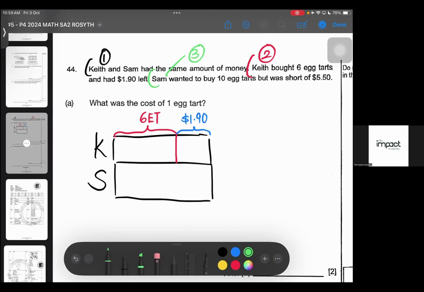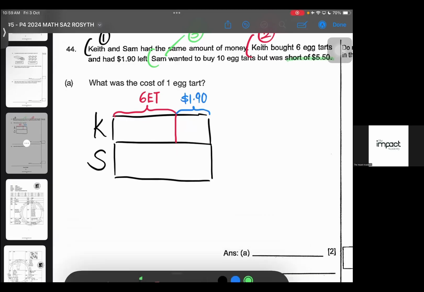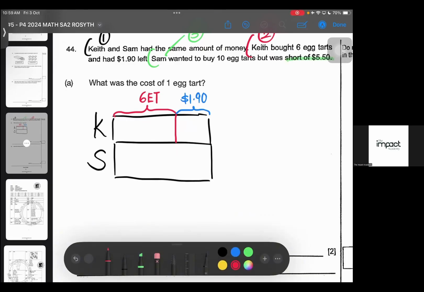I'm going to color code it. I'm going to call it the green sentence. Let's read the green sentence. Short of 550. So where is 10 egg tarts? What is the meaning of short of? Short of means enough or not enough? Very good. Not enough. She's like, oh my goodness, I want to buy how many egg tarts? 10 egg tarts, but it's more than what she has. Can you understand or not understand?